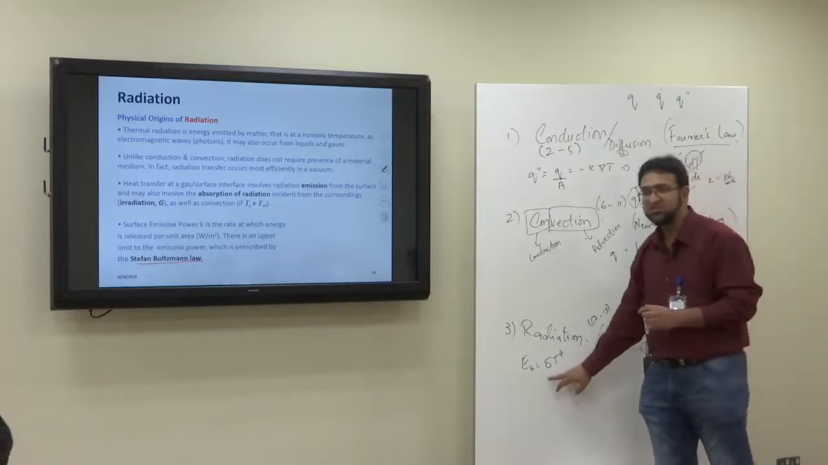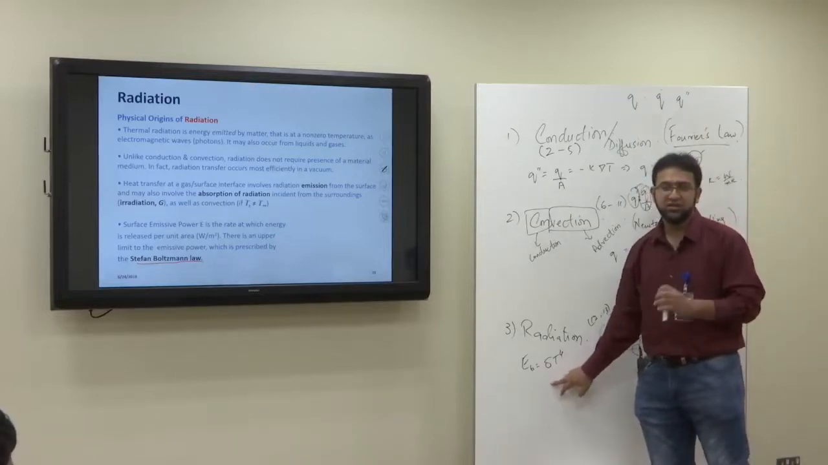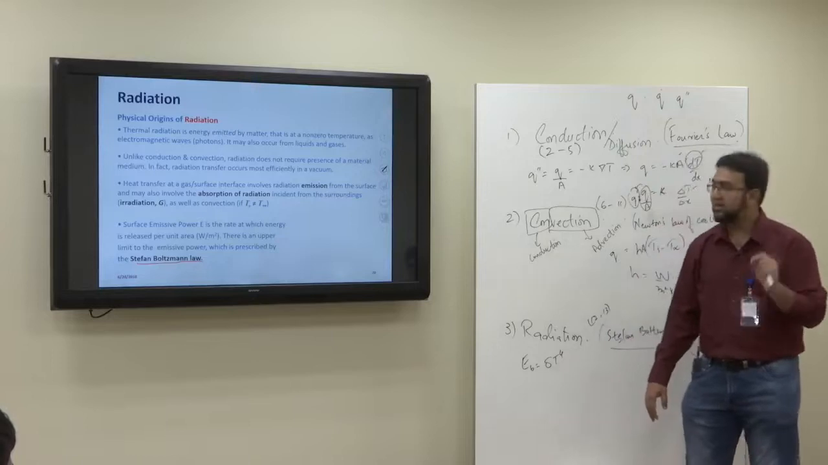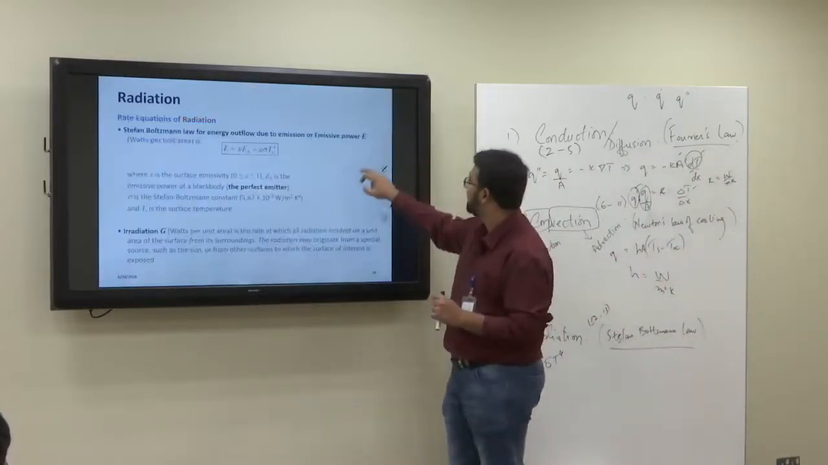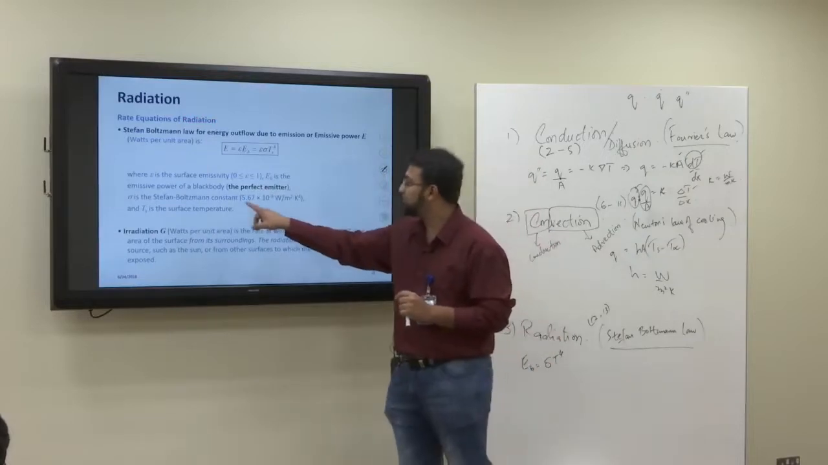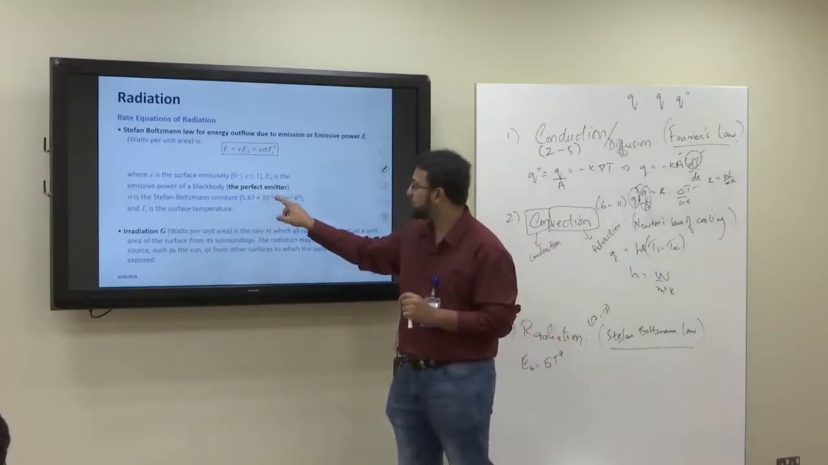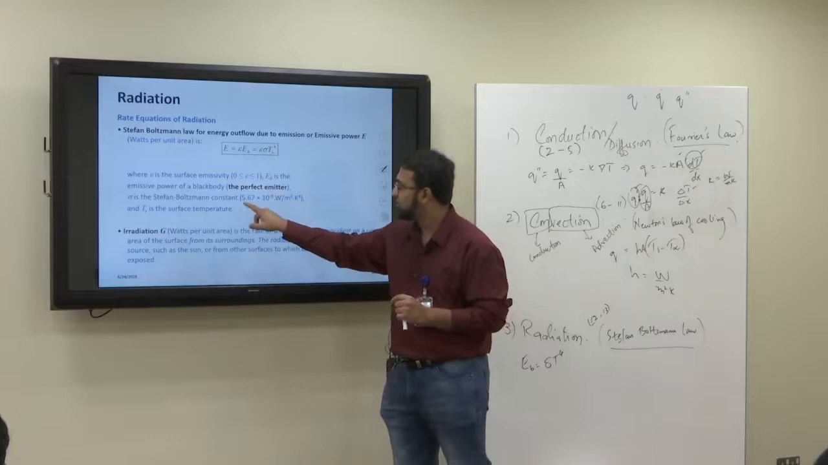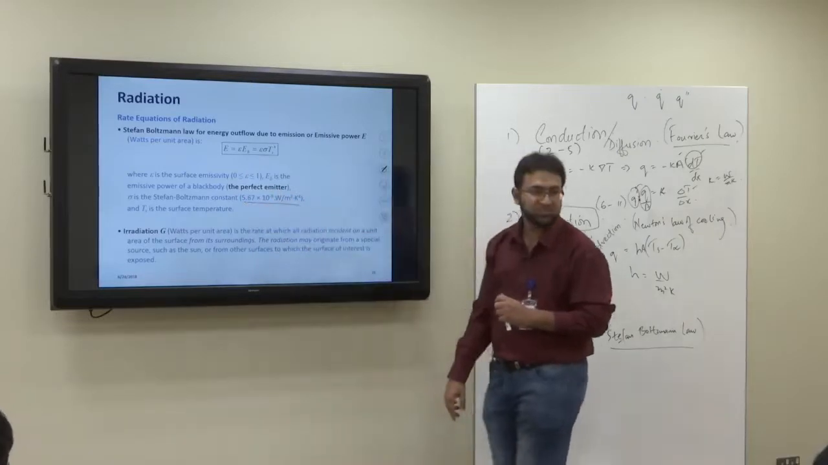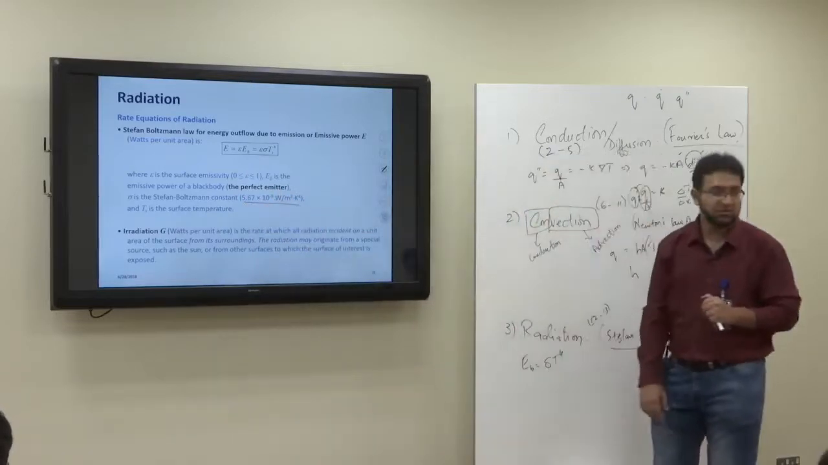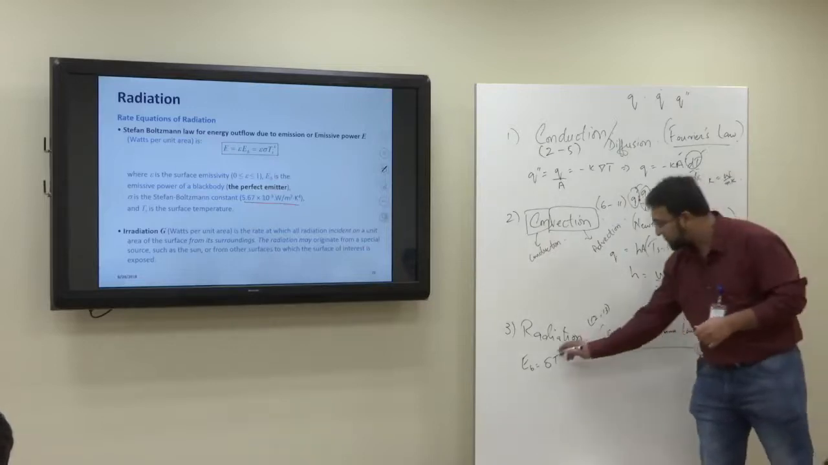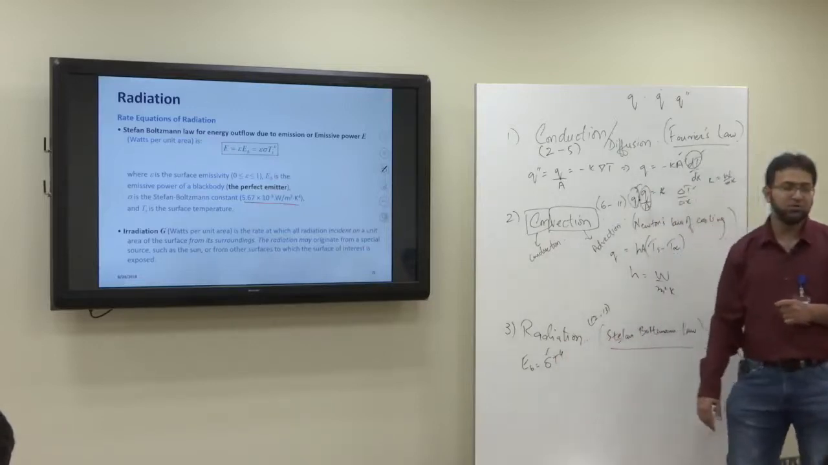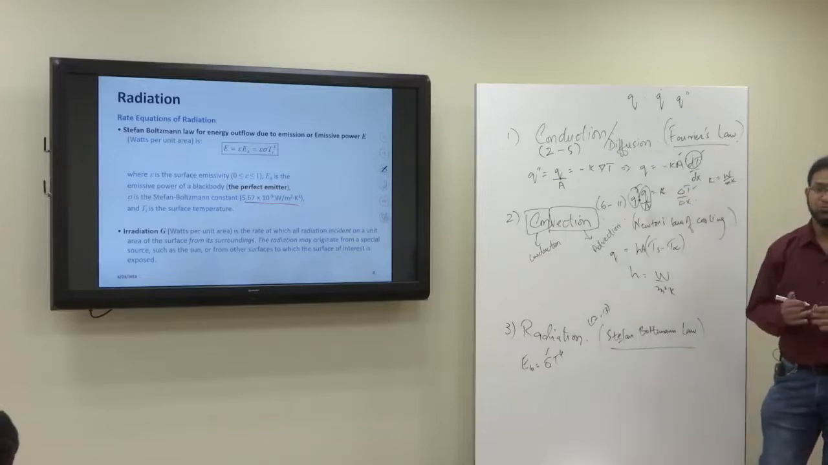But it is sigma. Sigma is basically the Stefan-Boltzmann constant. It has a fixed value, and that value is 5.67 into 10 to the power minus, sorry, it's written wrong here, minus 8. 5.67 10 to the power minus 8 watt per meter square Kelvin power 4. So this is the value of sigma. It's a fixed value. Obviously, it will be provided to you in the book of tables.